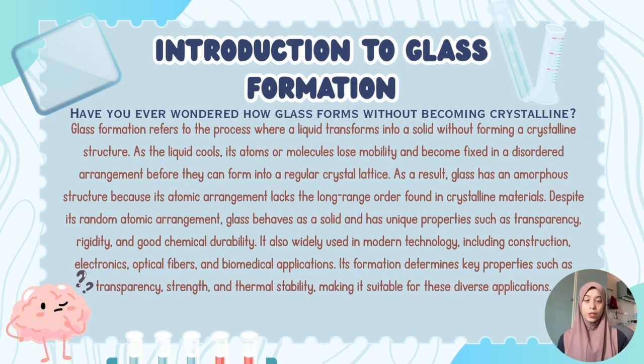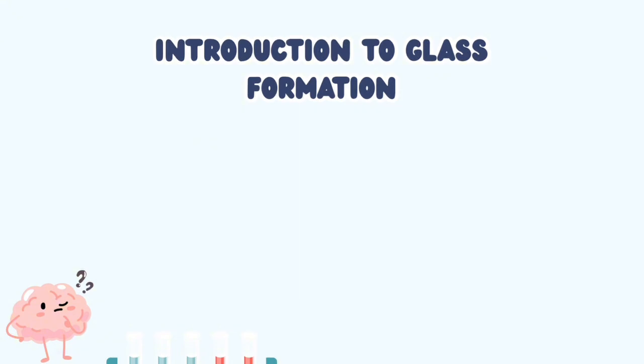Glass formation is the process where a liquid cools and becomes a solid without forming a regular crystal structure. As the temperature decreases, the atoms lose their mobility and become fixed in place before they can arrange into an ordered pattern. Because of this, glass forms an amorphous structure rather than a crystalline one. Even though its atoms are arranged randomly, glass still behaves like a solid. It is rigid, transparent, and resistant to corrosion. These properties make glass very useful in industry such as construction, electronics, and optical fibers.